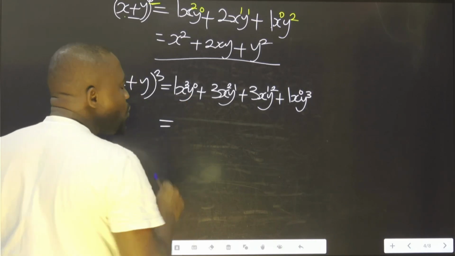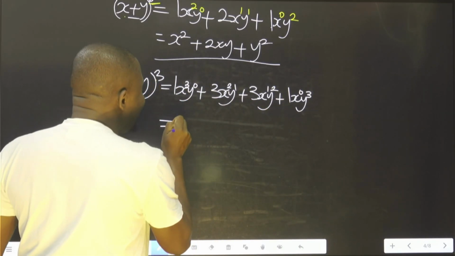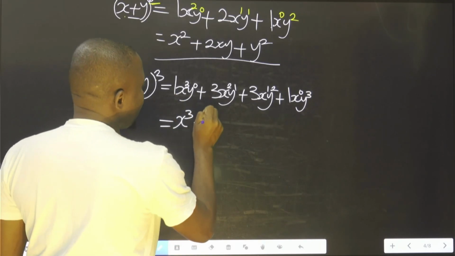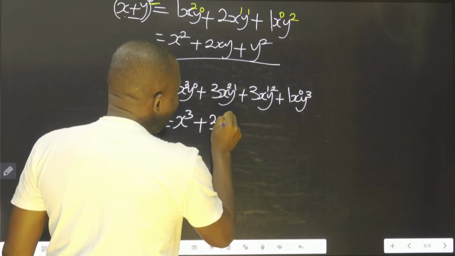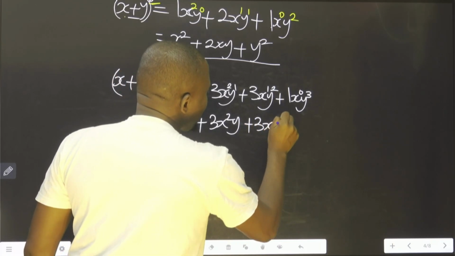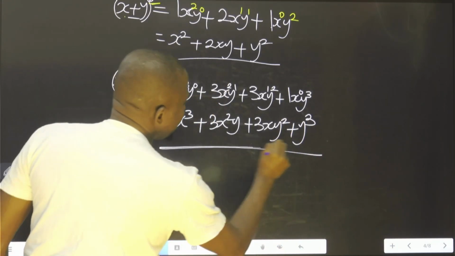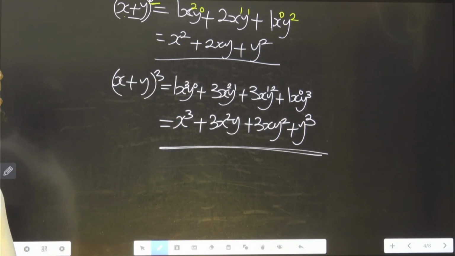That is all. You agree with me? Y raised to the power 0 is 1, multiplied by this one is 1. So what we have left here is this. This is 3x squared y. This is 3xy squared. This is y raised to the power of 3. This is the final answer. Okay?